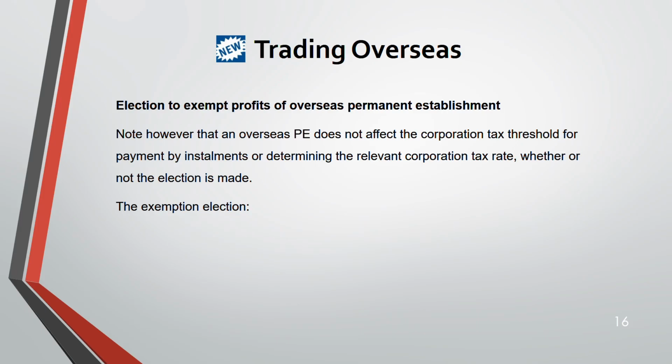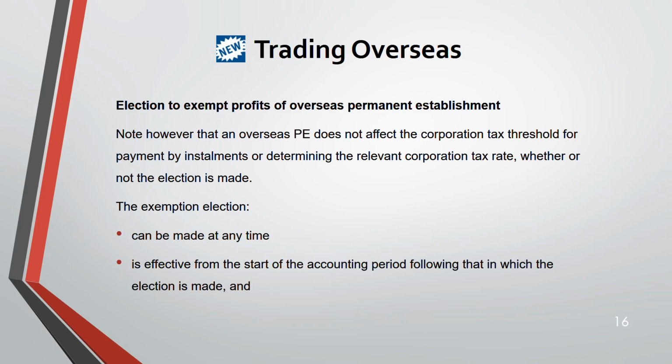So the exemption election can be made anytime. It is effective from the start of the accounting period following that in which the election is made. Let's say you have made the election in accounting period 2026. Following that year, that means 2027. So the election will be effective from 2027.